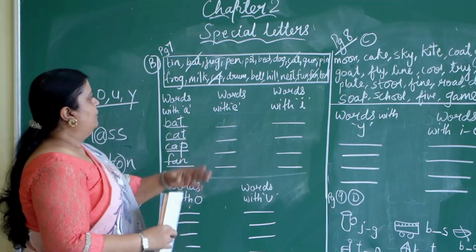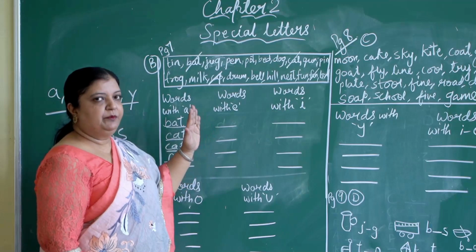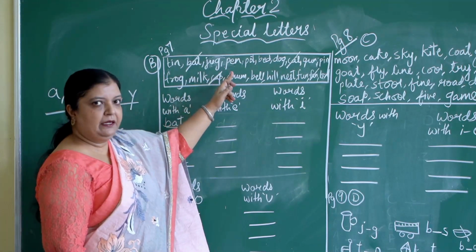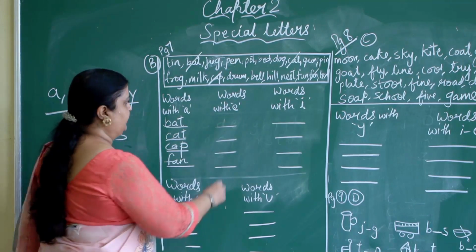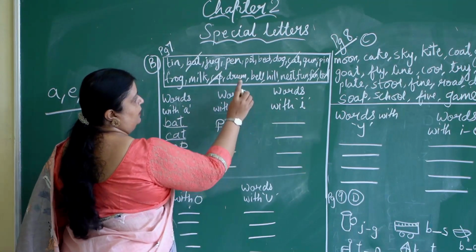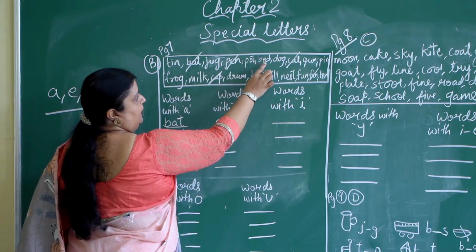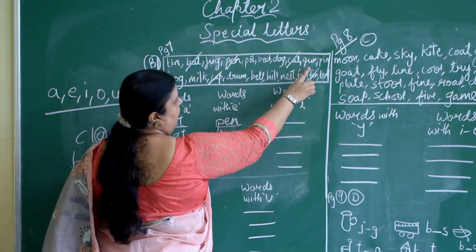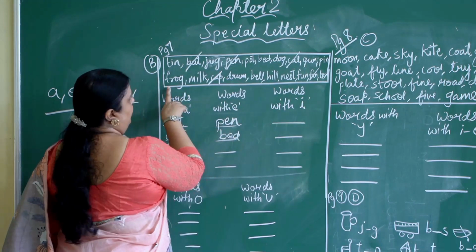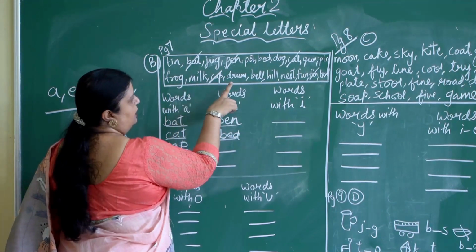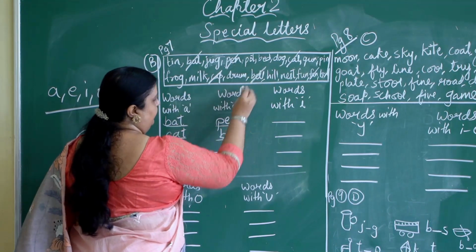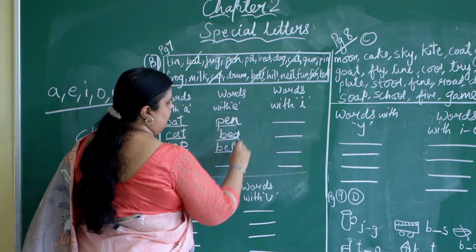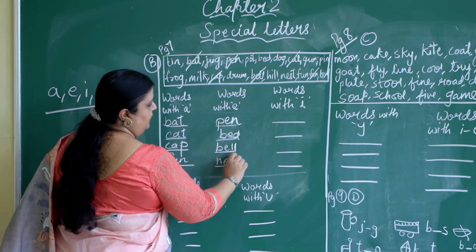Then comes words with E, special letter E. Tin, jug, pen. Pen has special letter E. Pot, bed. Dog, gun, pin, frog, milk, drum, bed. Hill, nest. Nest has the special letter E.